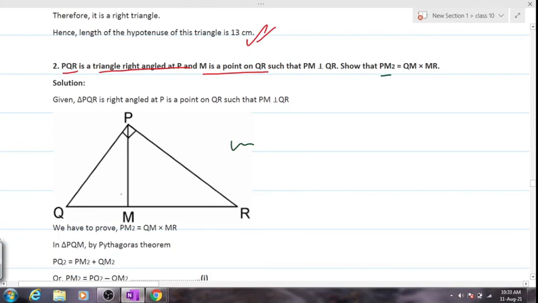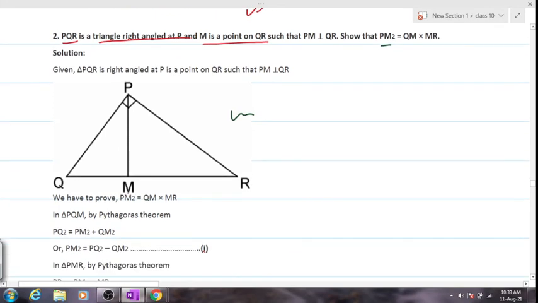This is a right angle triangle. Clear? You have to show that PM square is equal to QM into MR. Clear? How will you show that? Yes, we'll be using the same criteria for the proof as we used for the Pythagoras theorem proof. First we'll consider this triangle, then we'll consider this triangle. We'll write the formula for this triangle, and then again for this triangle.